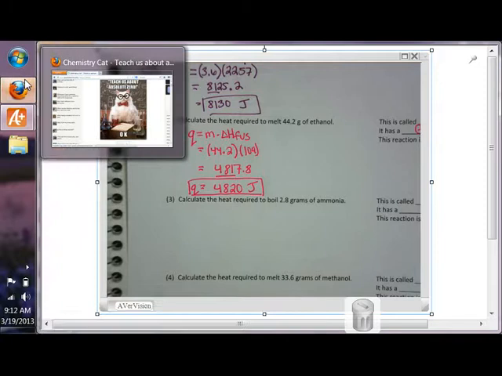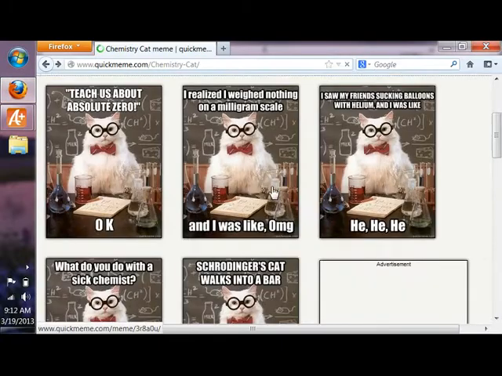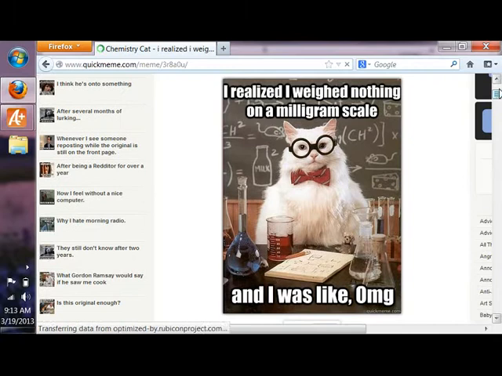Let's see if I can find another good chemistry cat joke. I had one of my other favorites. Oh, I love this one. I realized I weighed nothing on a milligram scale, and I was like, OMG, oxygen, magnesium, but it's 0 milligrams. You get it down at the bottom, 0 mg, 0 milligrams.